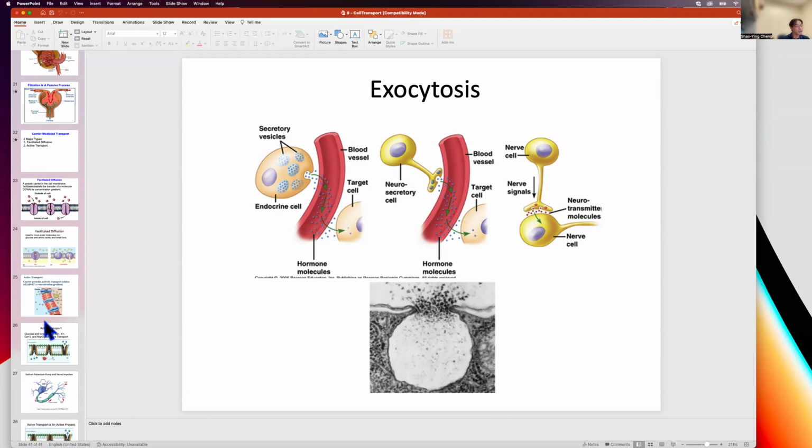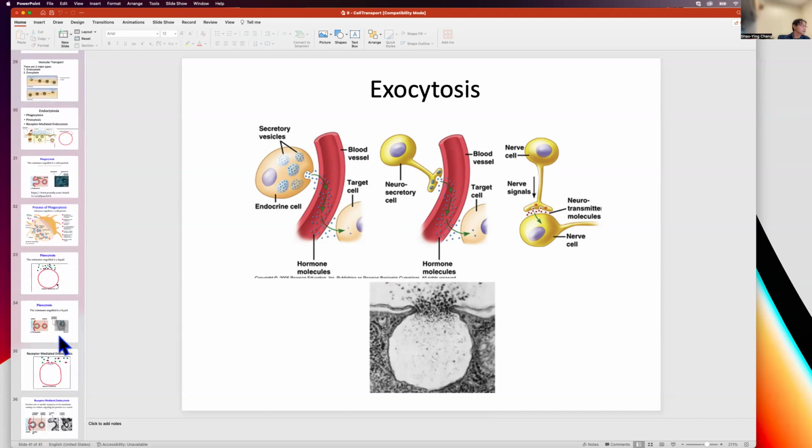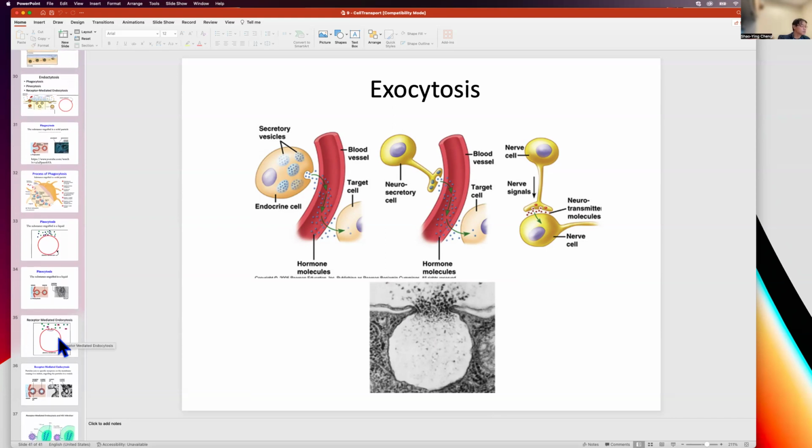Then we talked about other kinds of active transport. They also need to use ATP, like endocytosis and exocytosis. Endocytosis can be divided into 3: phagocytosis, pinocytosis, and receptor-mediated endocytosis, for which we used the HIV virus and the LDL particle as examples. And exocytosis is when the neurons and endocrine cells release neurotransmitters and hormones. Okay, let's stop here.